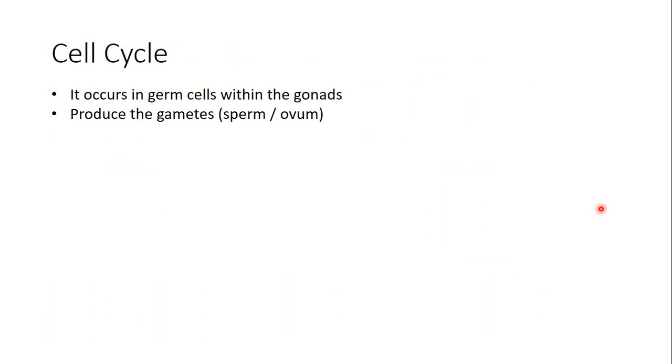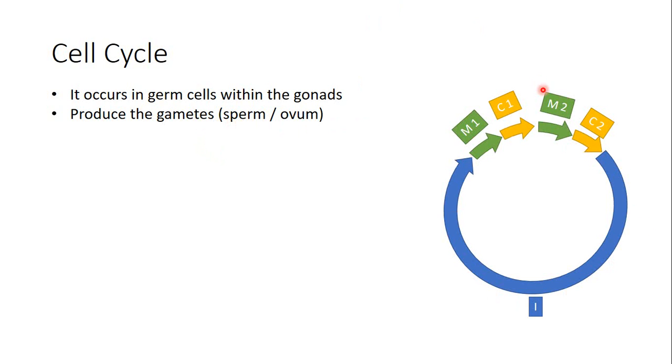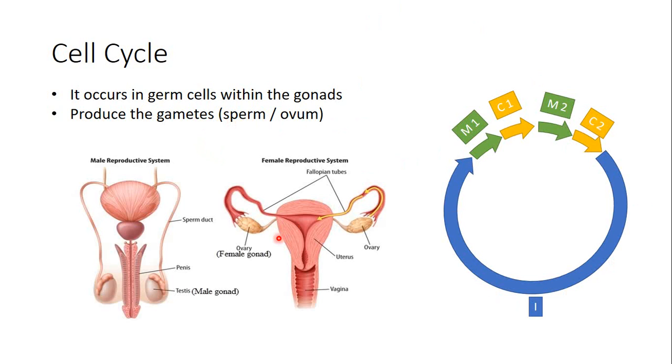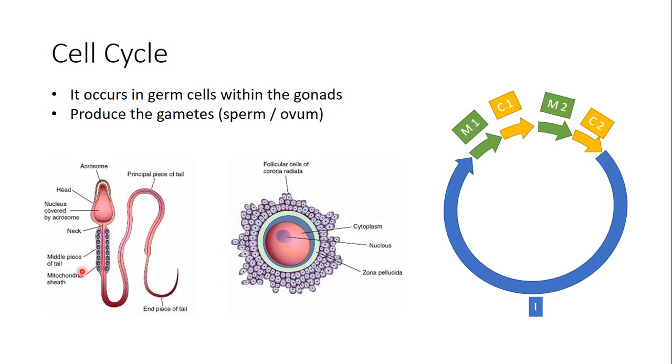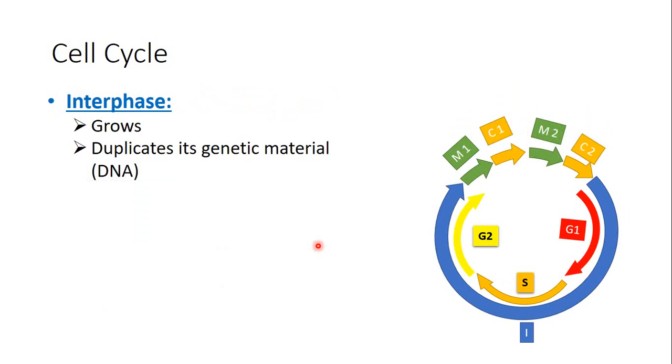First of all, you have to know that meiosis doesn't happen in the whole body. It happens only in germ cells inside the gonads. And it happens to give me the gametes, which are the sperm in male and ovum in female. This is the cell cycle of the meiosis of these cells, and as I told you, it happens in testes in male and in ovary in females, and it gives me at the end the sperm in male and the ovum in female. So how does it happen?